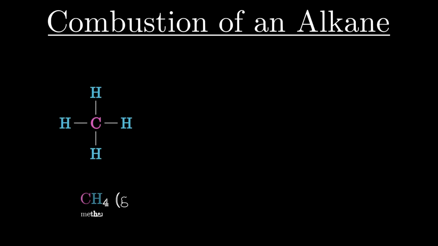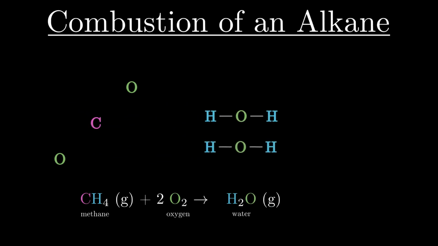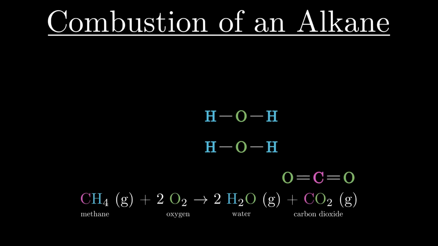The combustion of an alkane is a chemical reaction that we are all familiar with. In the case of a molecule like methane, it will react with two molecules of oxygen. All the bonds will break between the original molecules, and new bonds are going to form. In this case, we will form two molecules of water and one molecule of carbon dioxide. The other chemical reaction that alkanes are capable of undergoing is significantly more radical.